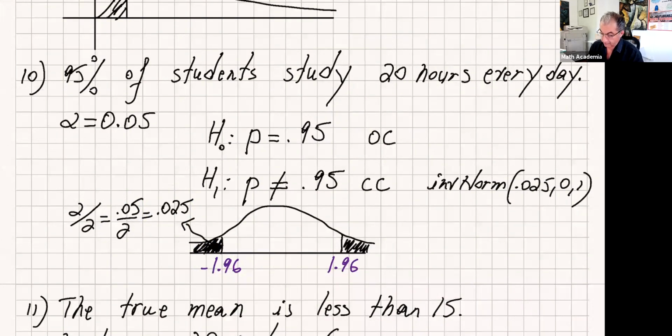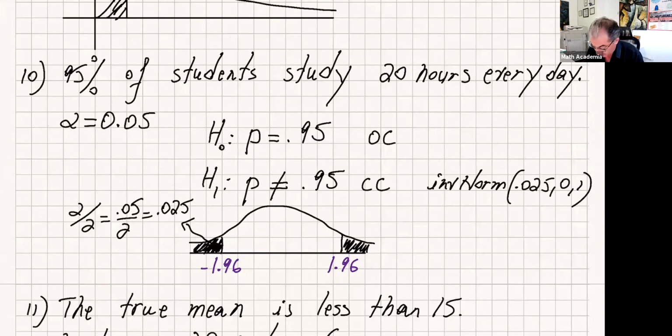With your calculator, you can do inverse norm 0.025, 0, 1. Again, these are z-scores. The mean is always 0 and the standard deviation is 1. And if you do that, you get negative 1.96. If this is negative 1.96, then that will be positive 1.96.